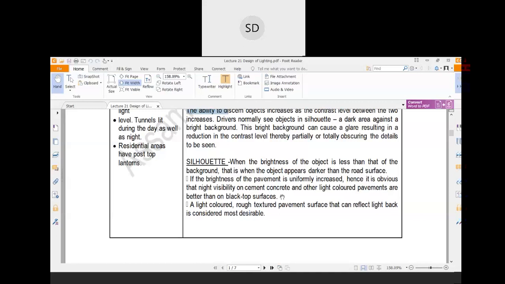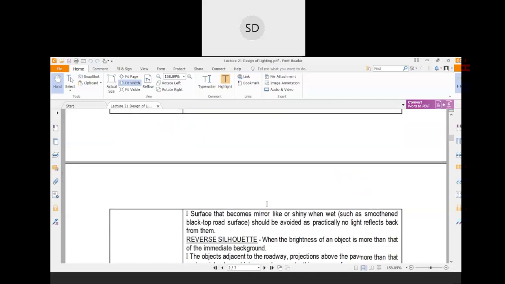Now, a light colored rough textured pavement surface that can reflect light back is considered most desirable. Why rough textured? If it is smooth textured, there will be chances of glare, so it will reduce your visibility, or it will hinder the vision of the drivers as well as other users of the road.